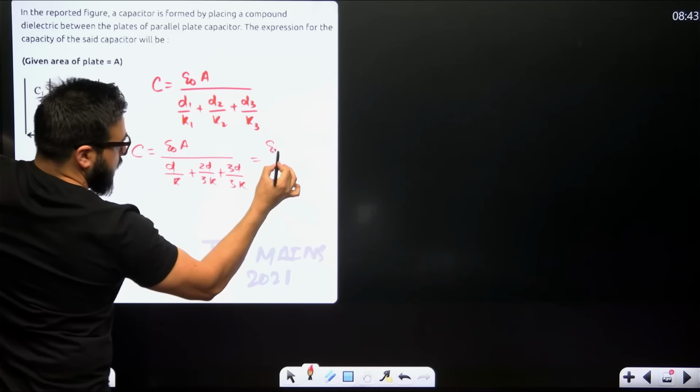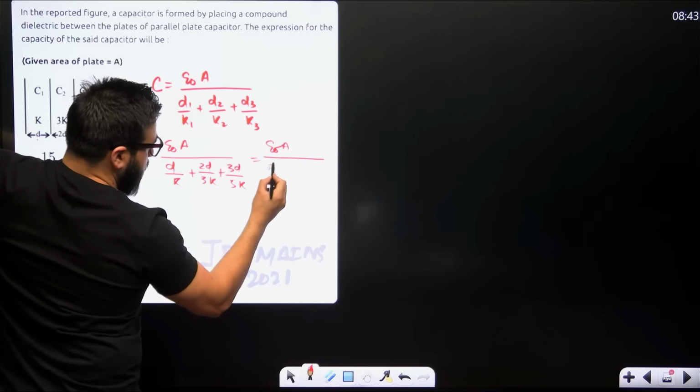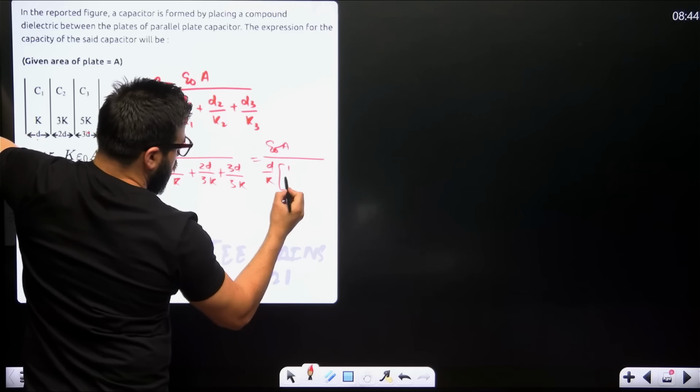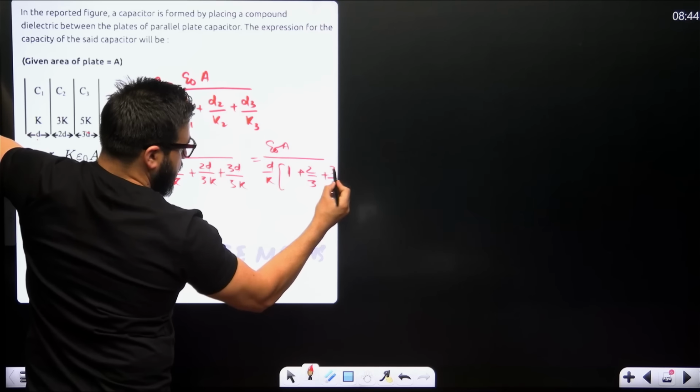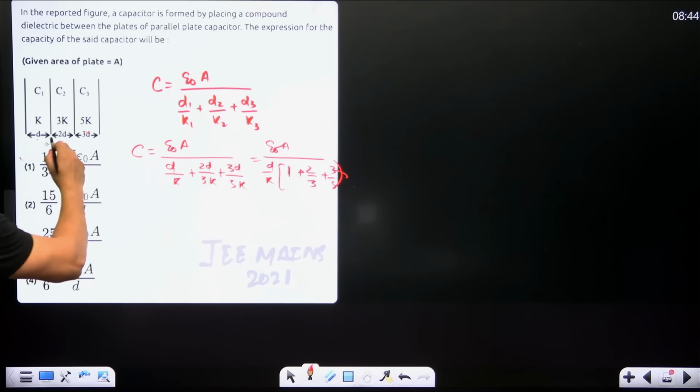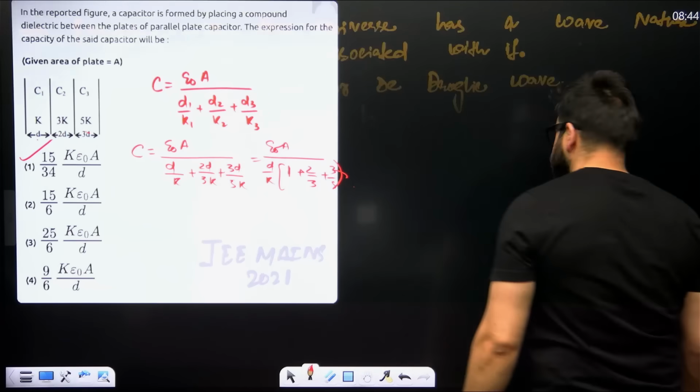Now guys, you can write epsilon naught A upon D by K, you can take common. So 1 in the first one, then 2 divided by 3 plus 3 divided by 5. Now solve it, it will come out to be 15 divided by 34.